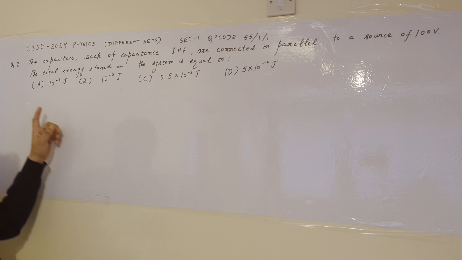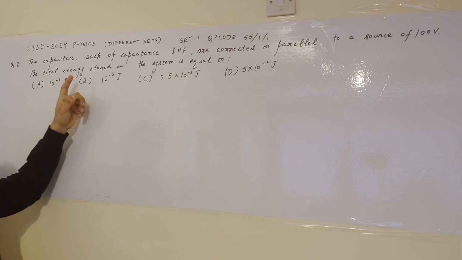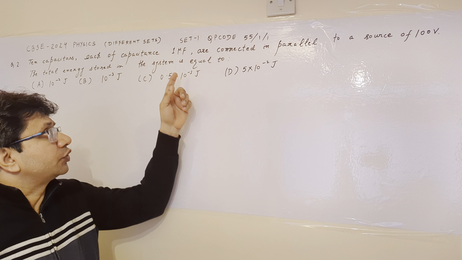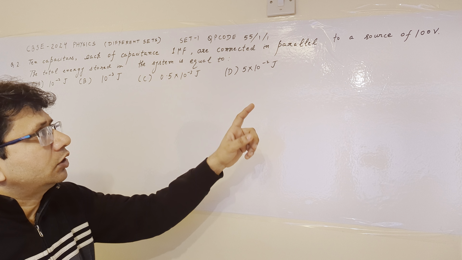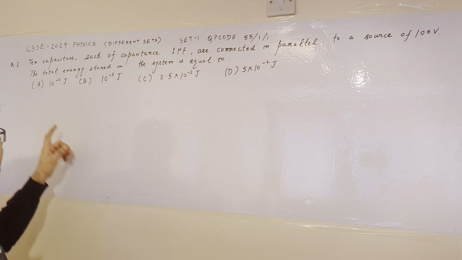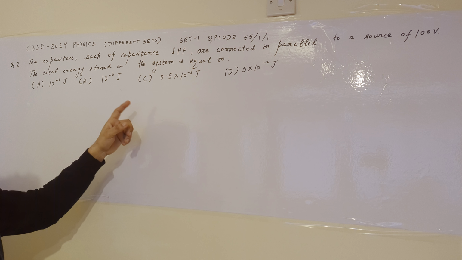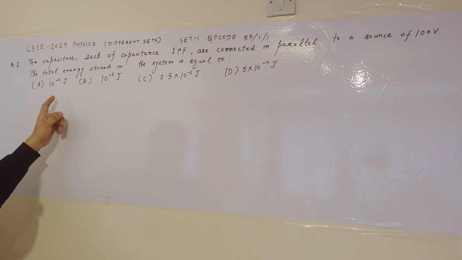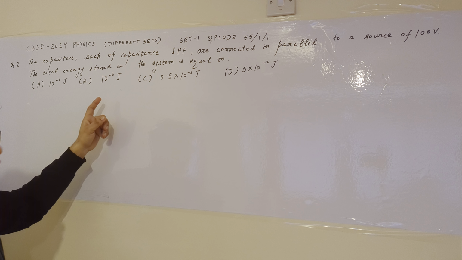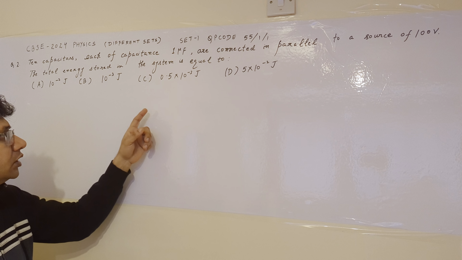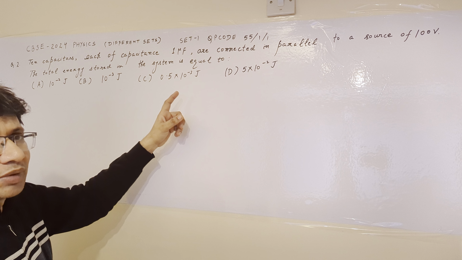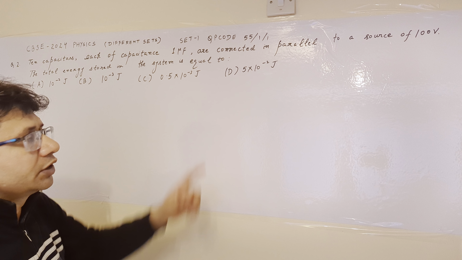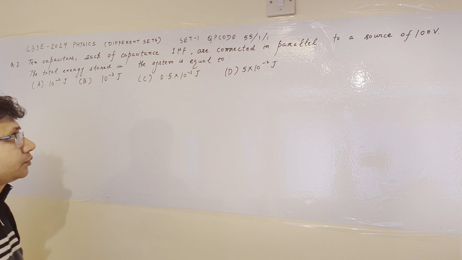Now I am reading the question. 10 capacitors, each of capacitance 1 microfarad, are connected in parallel to a source of 100 volts. The total energy stored in the system is equal to option A 10 to the power minus 2 joules, option B 10 to the power minus 3 joules, option C 0.5 into 10 to the power minus 3 joules, and option D 5 into 10 to the power minus 2 joules.